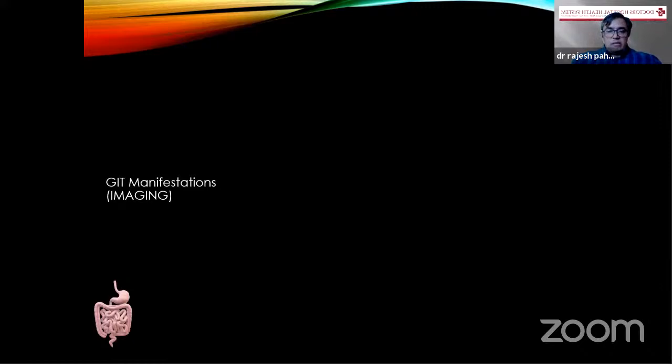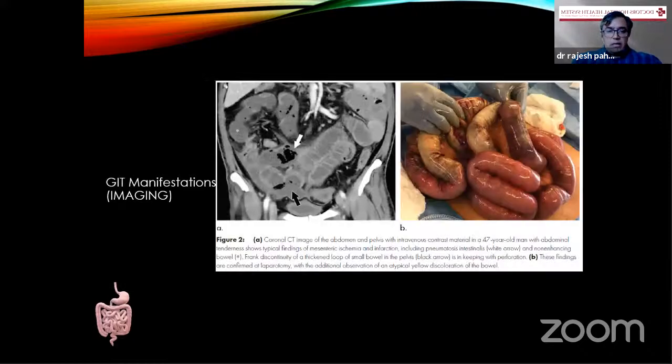This is another case where we can see there is a non-enhancing wall outline of the small intestine, suggesting ischemic bowel changes. And then there is a frank discontinuity of the small bowel loop over here, suggesting perforation. And then this is again the feature of pneumatosis intestinalis. The laparotomy was performed, and we can see there is some abnormal discoloration of the small bowel loop.